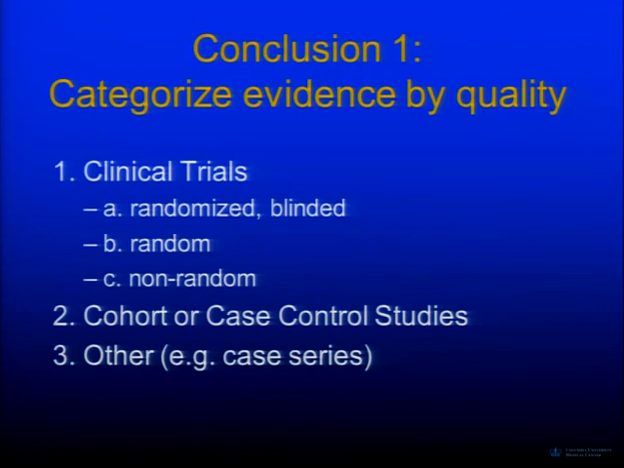When you're thinking of causality, categorize your evidence by the quality of the study, with clinical trials being the best, randomized and blinded being the best of those, then randomized but not blinded, and then non-random. Then we have cohort and case control studies, and then other, which is really our cross-sectional studies, case reports, or case series that we might see.